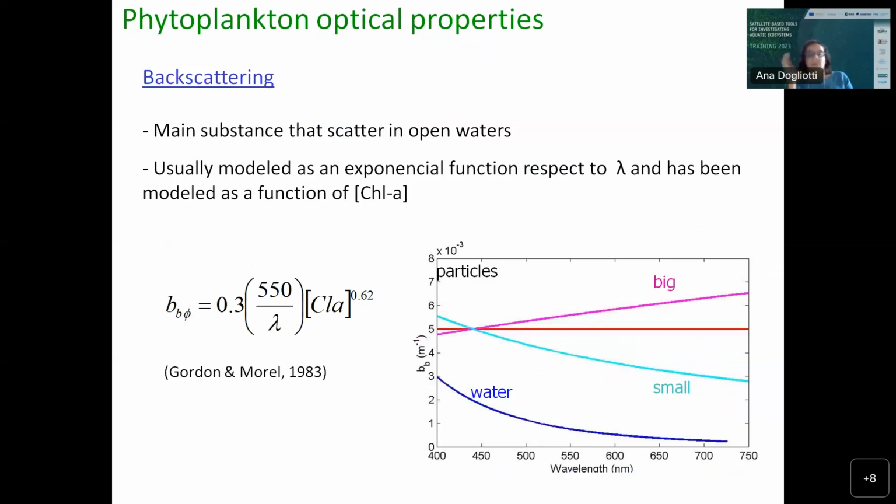Okay, so the backscattering properties of phytoplankton: phytoplankton also is the main substance that scatters in this open ocean, as I mentioned. Usually it's modeled as an exponential function with respect to wavelength, so this exponential form, backscattering versus wavelength. And it has also been modeled as a function of chlorophyll concentration. So how much is scattered will depend on the amount of chlorophyll A pigment. That's the idea of how to estimate or model the backscattering coefficient of phytoplankton.